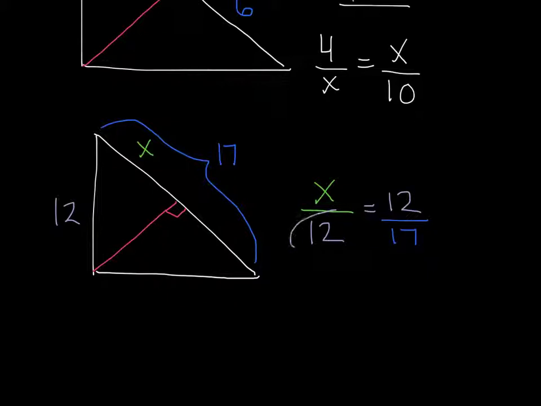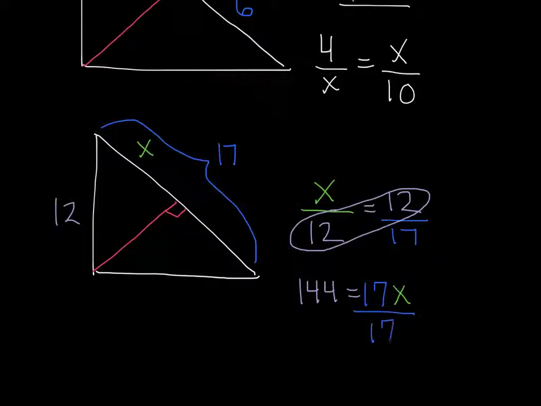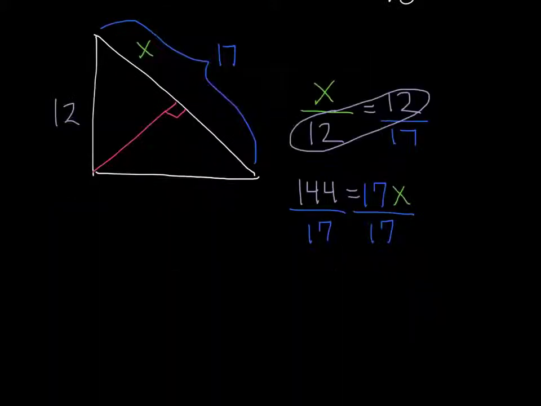So just to solve this out, now that it's set up, pretty straightforward. 12 times 12, 144, is equal to 17x. Then I just want to divide by 17, so x is equal to 144 divided by 17. 17 is prime, so that's not going to reduce, and I'm just going to leave my answer just like that.